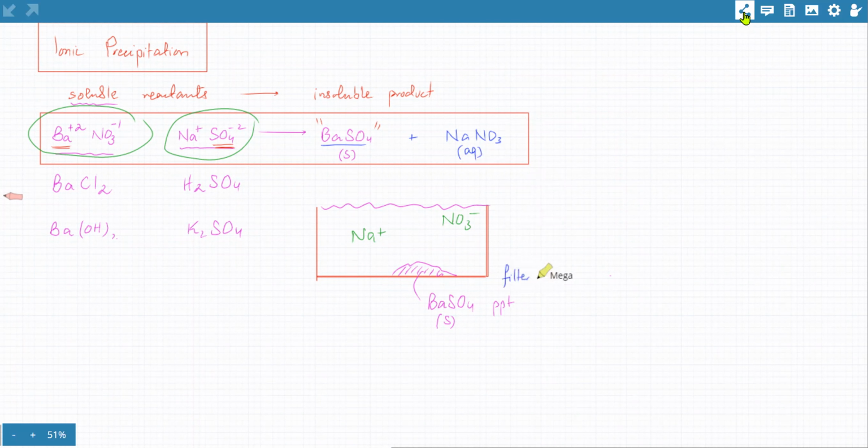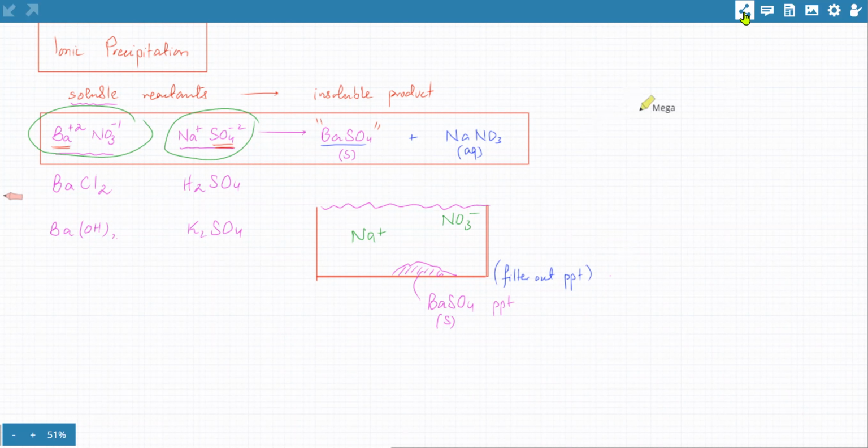Is it possible to have two insoluble products? No, it's usually not possible. I don't think it's possible. Let me think. Just one second. Barium chloride and silver. No, I don't think it's possible. As I said, you filter out the precipitate, right? So that's the whole process.